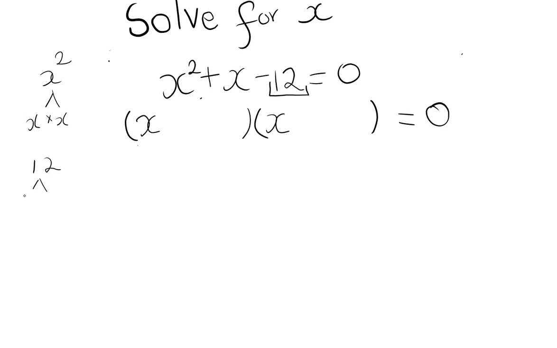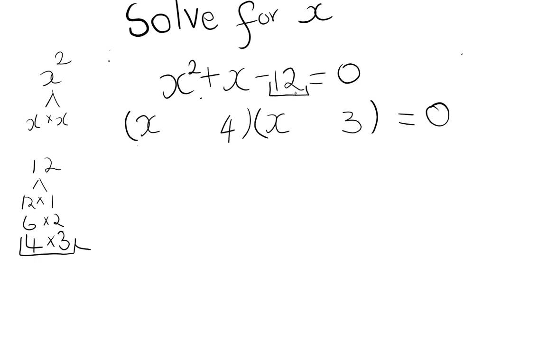So you have 12 multiplied by 1, 6 multiplied by 2, 4 multiplied by 3. So any of these factors, when you add them or subtract them, that is closest to what? To 1. So which means you're going to go with the third one, the third pair. 4 multiplied by 3. So for now, we can just write 4 and 3.